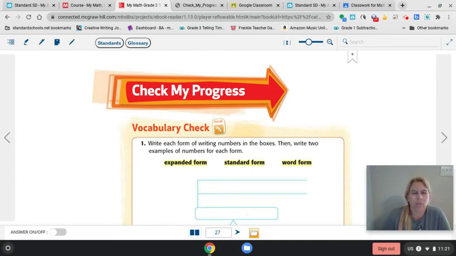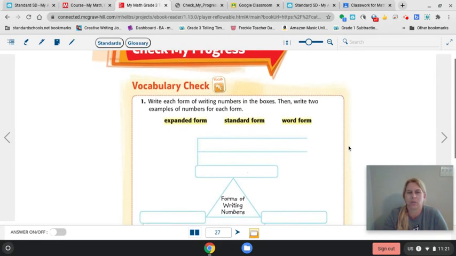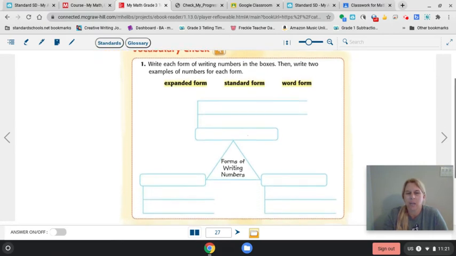First we're going to look at some review. We're going to write each form of writing numbers in the boxes. Remember, we've been doing standard form, expanded form, and word form. Those are three different ways to write numbers. So when we look at forms of writing numbers, we would have expanded form, standard form, word form, whichever way that you put it.